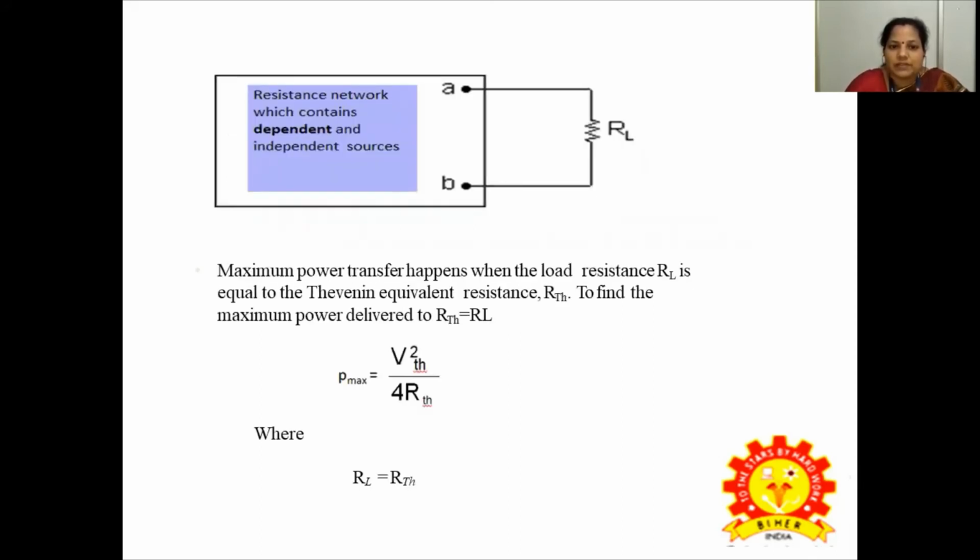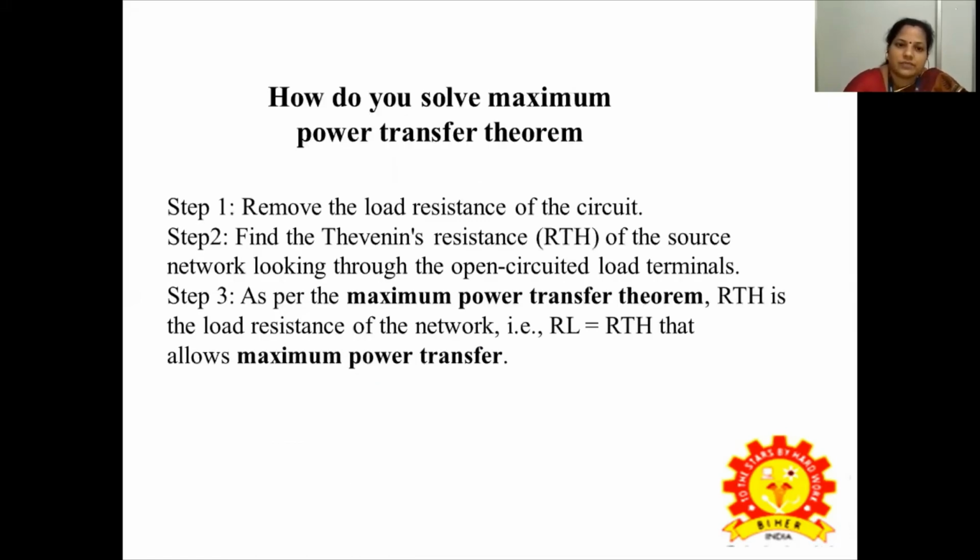So maximum power transfer happens when the load resistance RL is equal to the Thevenin equivalent resistance RTH. To find the maximum power delivered, with RTH equal to RL, P maximum equals V_TH squared divided by 4 RTH, where RL equals RTH.